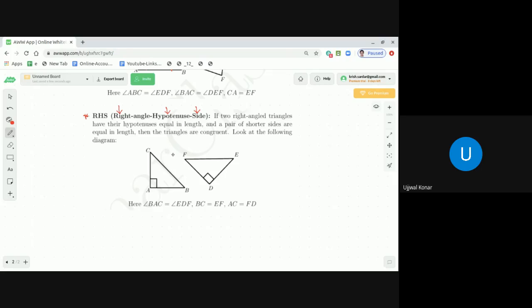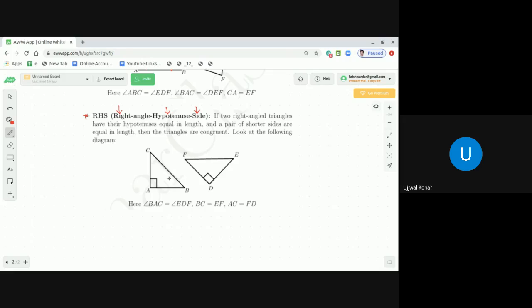Anyone asking any question, dear students? Any of the shorter sides, any of the sides, right? Any of the sides. Yes, exactly. That is why I said a pair of shorter sides. Why shorter sides? Because in a right angle triangle, dear students, the hypotenuse is the largest one, right? So apart from the hypotenuse, any pair of the other two sides can be equal.